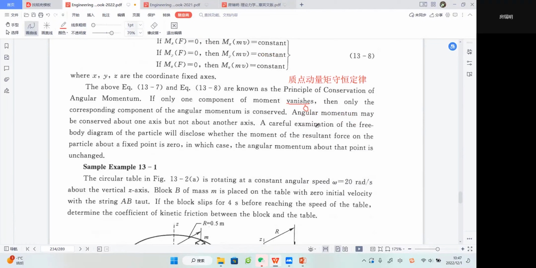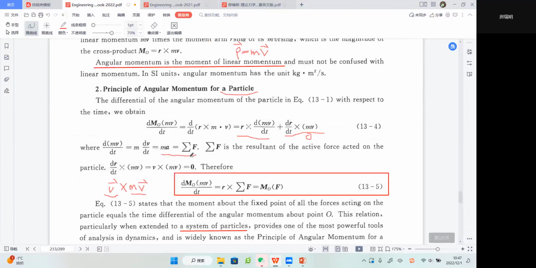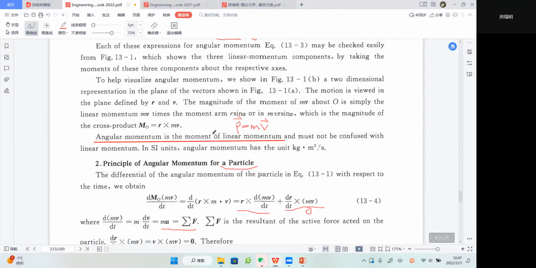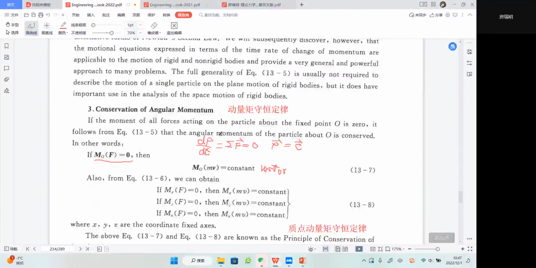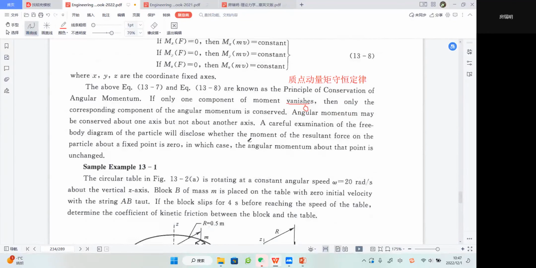So a careful examination of the free body diagram of the particle will disclose whether the moment of the resultant force on the particle about the fixed point is 0, in which case the angular momentum about that point is unchanged. So that's all the knowledge points of the first section. Then we'll try to understand a typical example. I hope you guys can totally understand from this class.